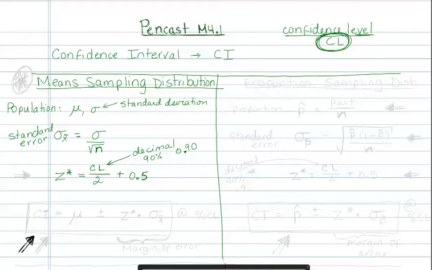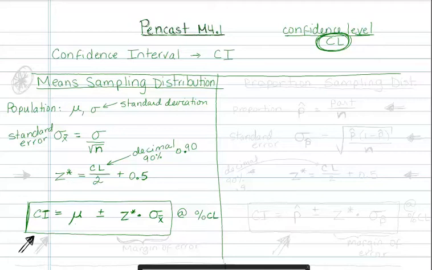You're going to report your answer like this. My confidence interval, CI, is equal to whatever the mean is. Remember, this is about mean, so it's mu plus or minus the value that you get for z star times the value that you get for the standard error. And this is how you're going to report the answer. And you always say at a given confidence level, so at 90% confidence level or at 95% confidence level.